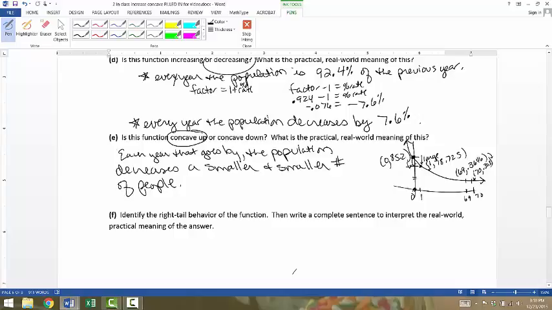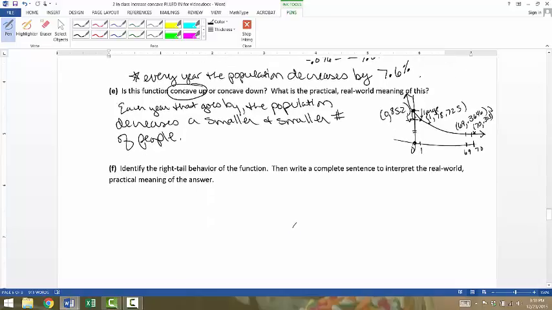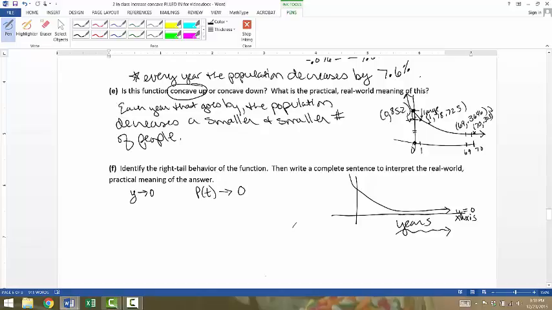All right, and lastly, identify the right tail behavior of the function. A decreasing exponential function will decrease down and get closer and closer and closer to the x-axis. The function is getting closer and closer to a height of y equals 0. So it's approaching y equals 0. The P of t value is approaching 0 as t diverges up to infinity. So this is saying as the years go by, the population is getting closer and closer to 0.